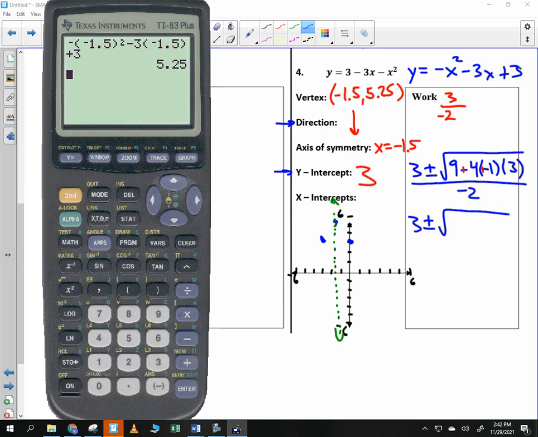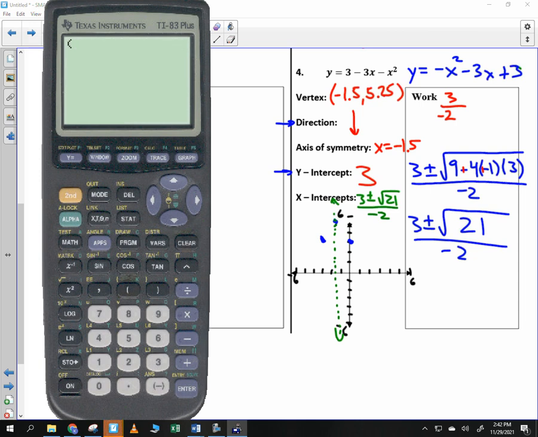So I get 9 plus 12 is 21. Can you reduce the square root of 21? Yep. Very good, you cannot. So we're just going to leave that as 3 plus or minus the root of 21 over negative 2. But I cannot reduce it, but I also can't really plot that. I'm going to have to come up with some decimals. So I'm going to use my handy-dandy calculator. I've got 3 plus the square root of 21. I divide that by negative 2. And I get negative 3.79.